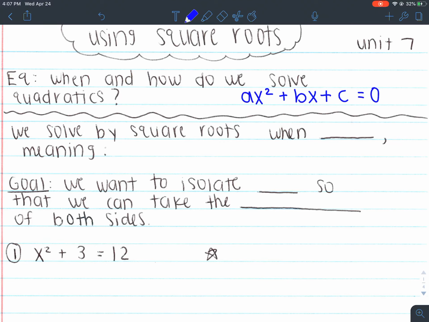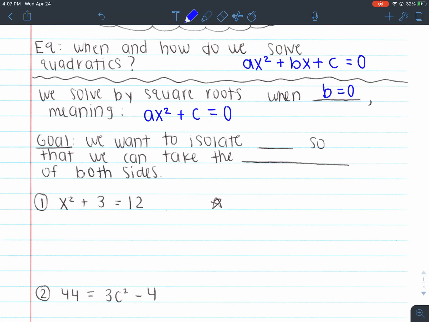When we're solving by square roots, that means that we have b equal to 0. So we solve by square roots when we have b equals 0, so that middle term, the b term, is not even there. Meaning, I just have ax squared plus c equals 0. If there is not a b term, you are okay to use square roots. But if you have a b term, go ahead and factor or graph. Do some other method, but square roots won't help you for that one.